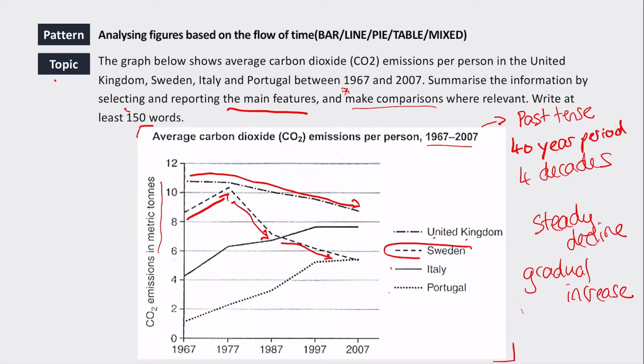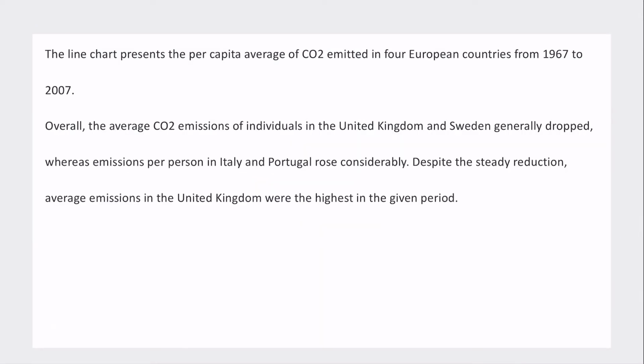Sweden is interesting to talk about. So you probably want to highlight Sweden because it has this big increase, big decrease, and then gradual decrease. So you'd definitely want to talk about Sweden more specifically. And then you could compare, while the UK had a gradual decrease, both Italy and Portugal had a gradual increase. So those are the features I would want to select and talk about. Once you've taken a look at the graph, you should go on with writing. Let's take a look at what this candidate's done.